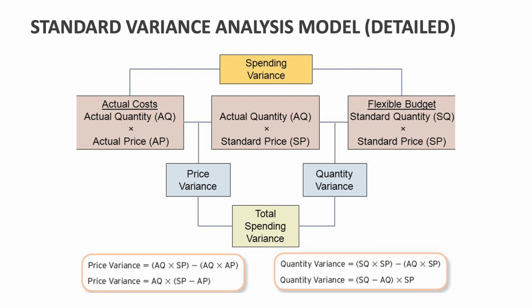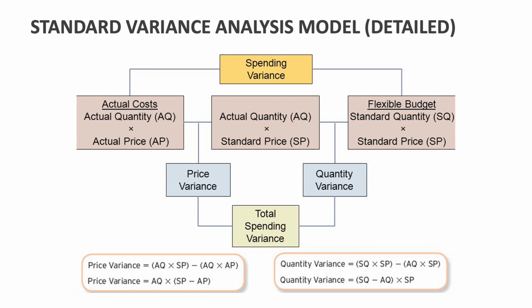So this is a more detailed model in which you will see the spending variance, involving the price variance and quantity variance, that will lead to total spending variance. You just need to see what the actual cost is and what the flexible budget is. Actual cost involves the quantity multiplied by price with regard to the actual happenings. On the other hand, for the flexible budget, it is quantity multiplied by price, but you need to take a look at the standard alone.